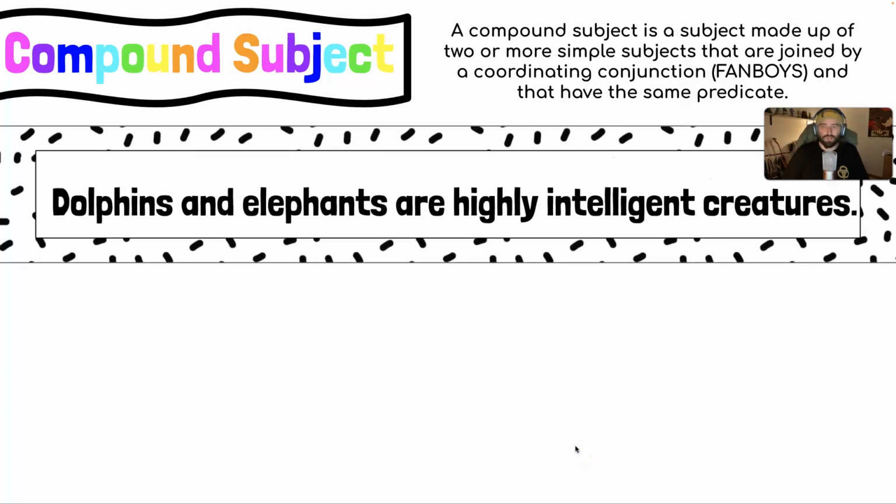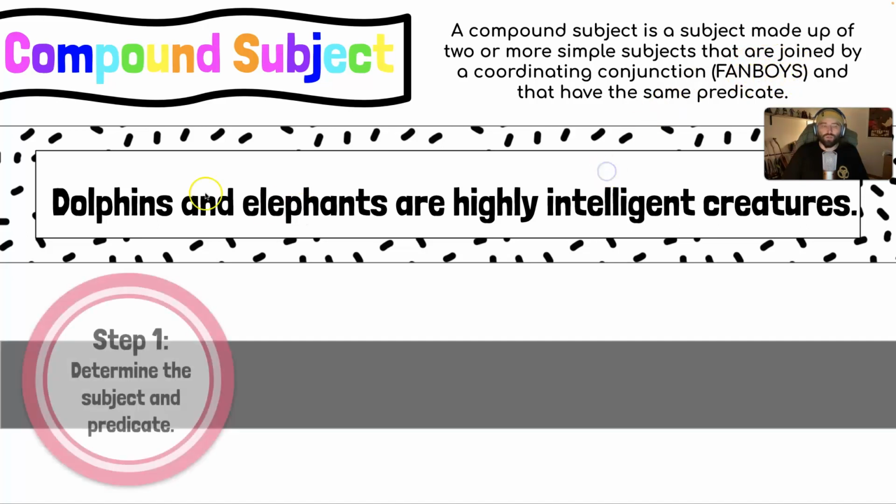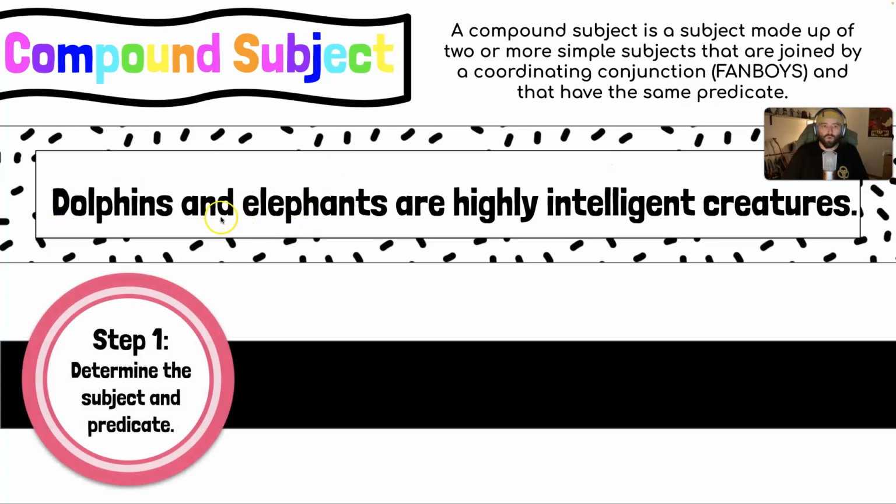Now, a compound subject, as I said before, is a subject made up of two or more simple subjects, and they are joined by a coordinating conjunction. If you have not learned coordinating conjunctions or do not remember them, they are this thing called FANBOYS, which stands for for, and, nor, but, or, yet, so.